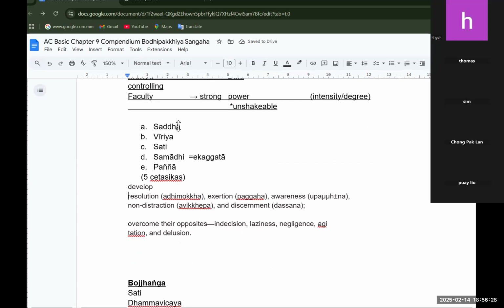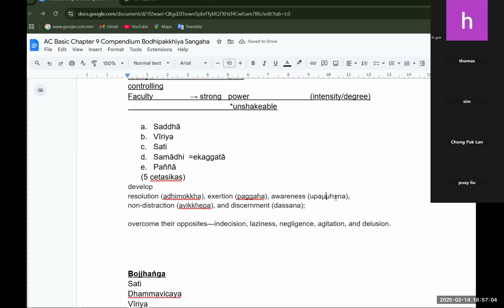Okay, restoration means the effort; the faith is going to increase the restoration. Viriya is going to increase the exertion. Sati, awareness. And then non-distraction, the Samadhi. Panya is discernment. And then Saddha is going to overcome indecision, which means you cannot make a decision on something. Viriya will overcome laziness. Mindfulness will overcome negligence. Samadhi will overcome agitation. And then Panya will overcome delusion.